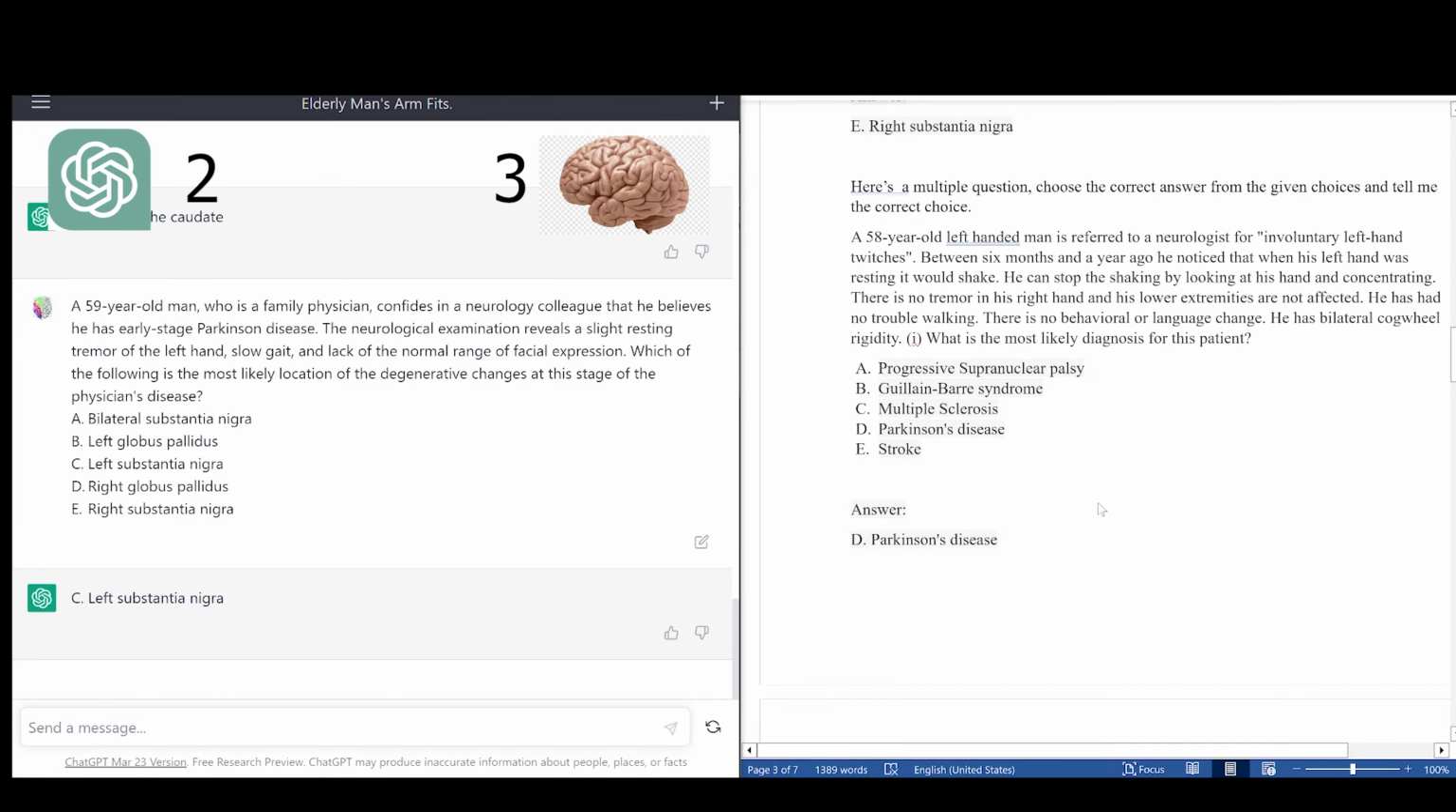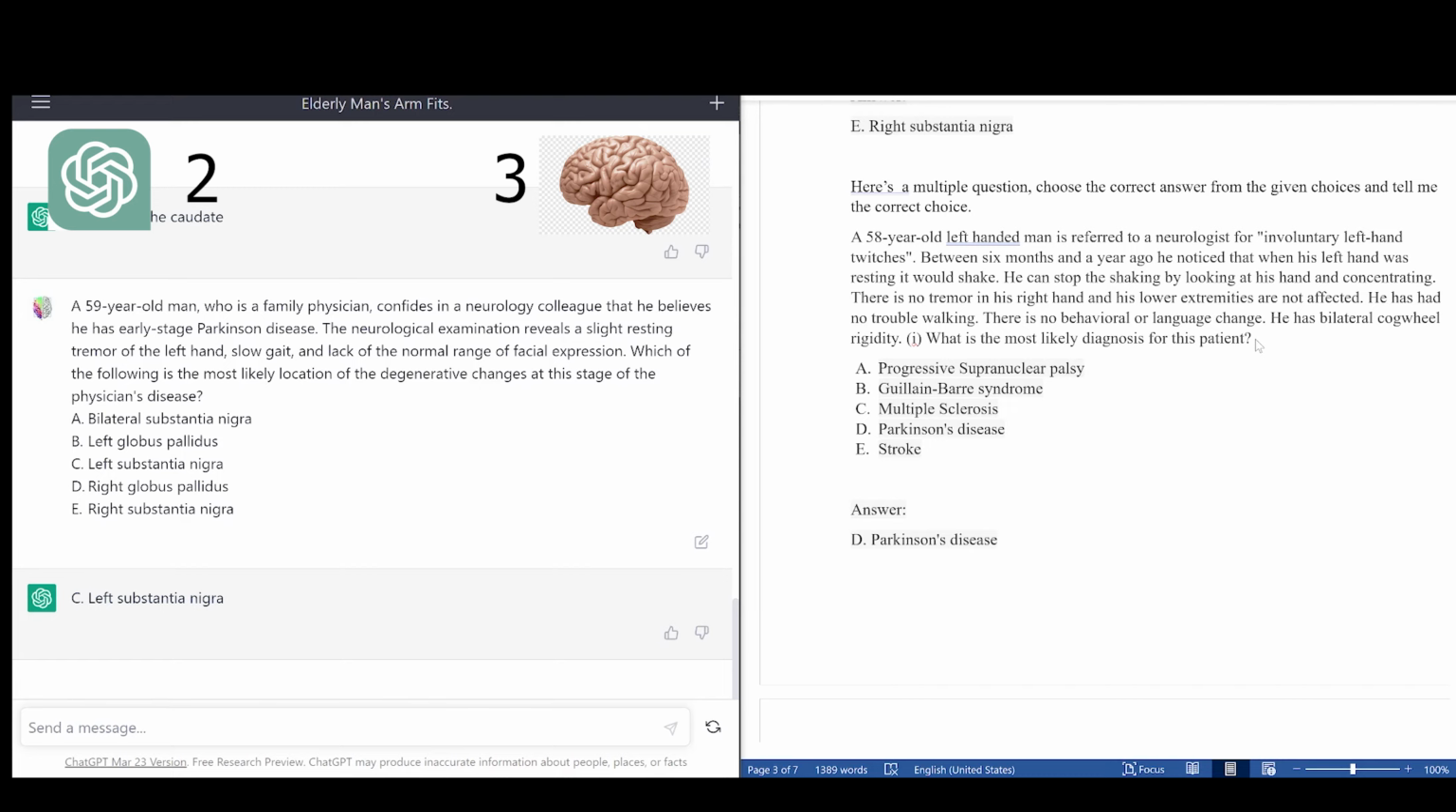A 50-year-old left-handed man is referred to a neurologist for involuntary left-hand twitches. Between 6 months and a year ago, he noticed that when his left hand was resting, it would shake. He can stop the shaking by looking at his hand and concentrating. There is no tremor in his right hand, and his lower extremities are not affected. He has had no trouble walking. There is no behavioral or language change. He has bilateral cogwheel rigidity. What is the most likely diagnosis for this patient?